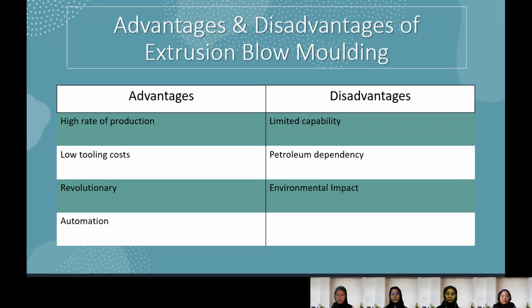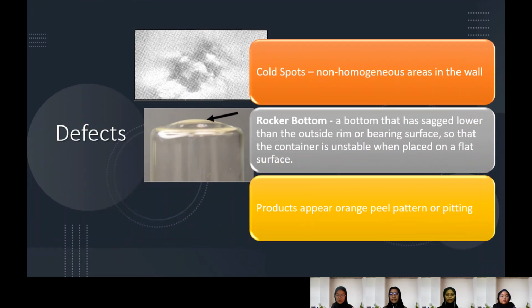So next, the defects of using the extrusion blow molding process. It will cause cold spots, which are non-homogeneous areas in the wall, and second, a rocker bottom. The rocker bottom is a bottom that has sagged lower than the outside rim or bearing surface, so that the container is unstable when placed on a flat surface. And the last defect is products will have an orange peel pattern or pitting.